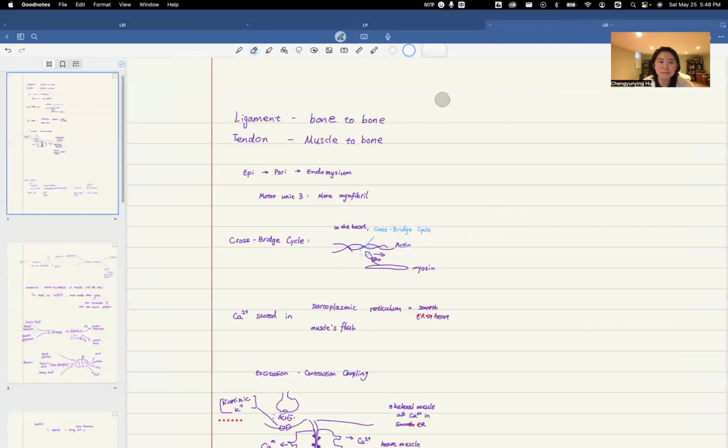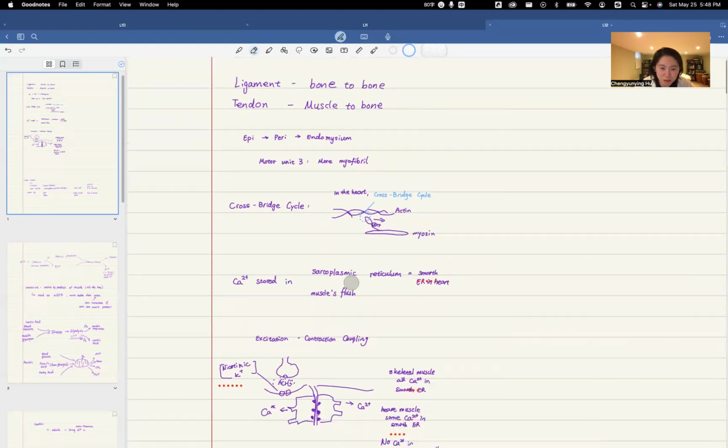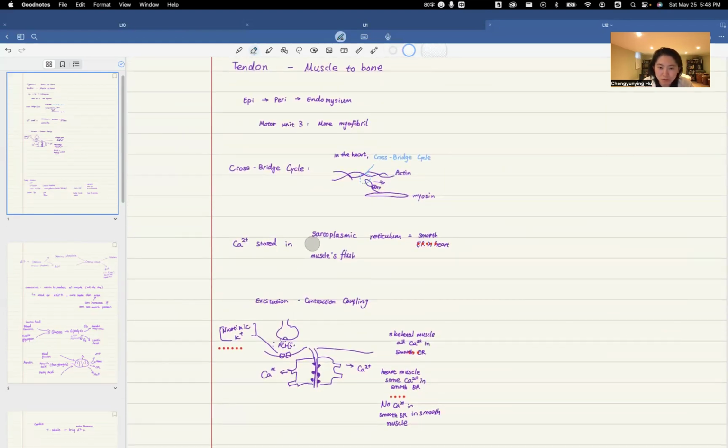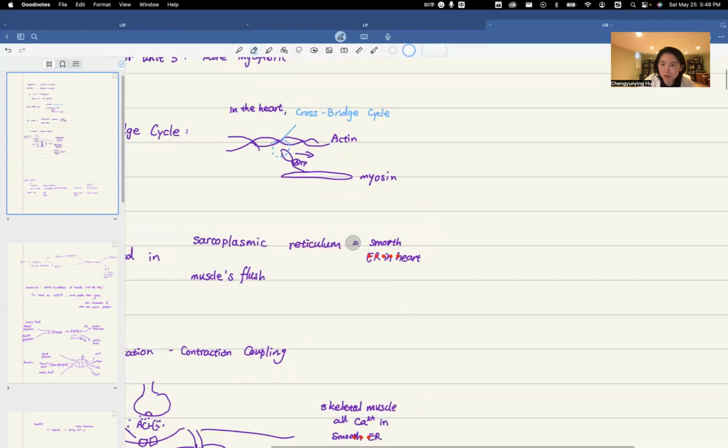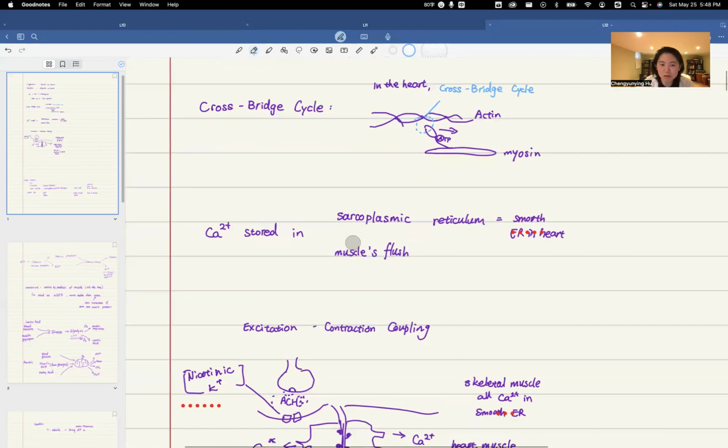Next. This one is review, so I don't need to mention it again. Calcium is stored in the sarcoplasmic reticulum. In muscles, it's always in the smooth ER, and the smooth ER in muscles is called sarcoplasmic reticulum.